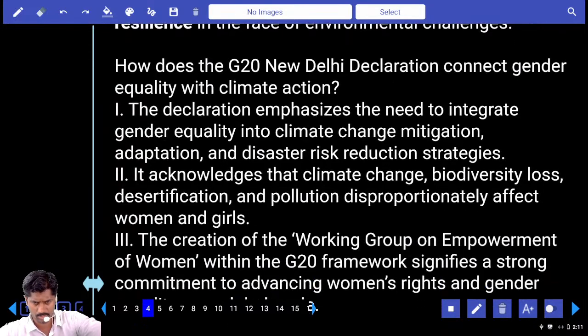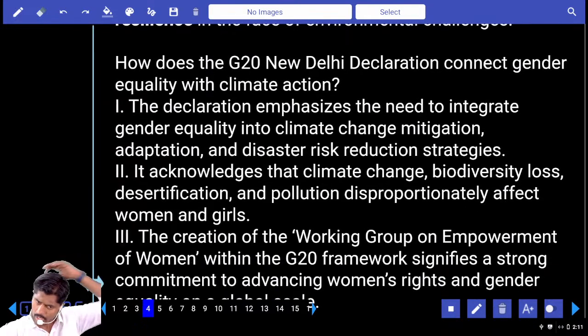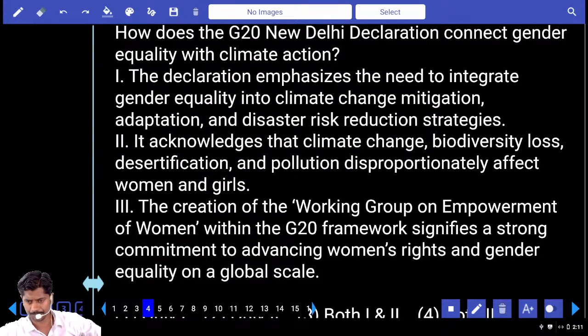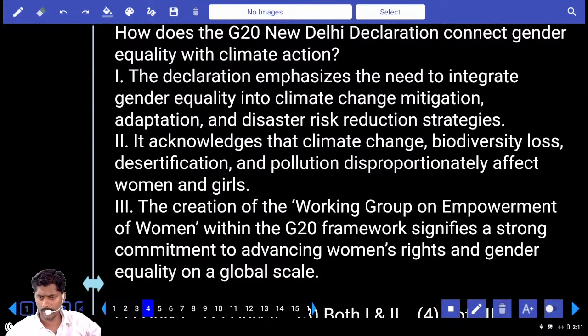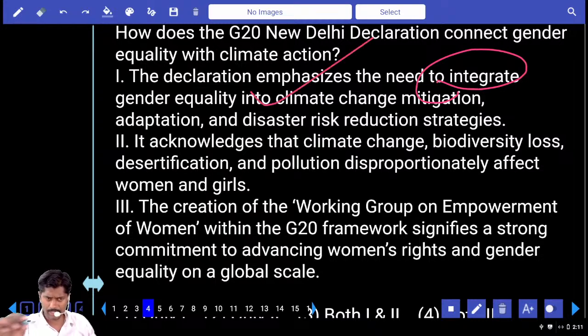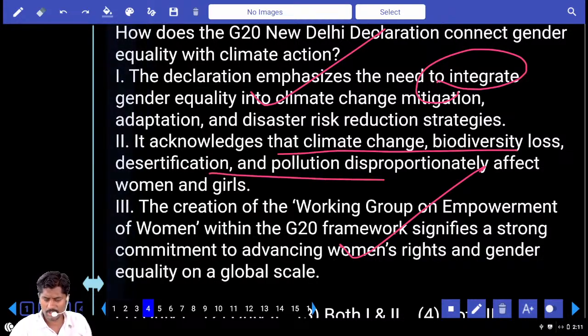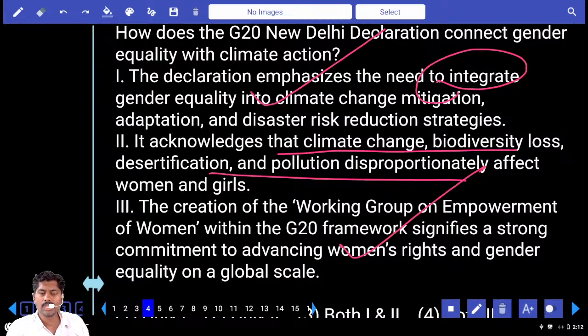How does the G20 New Delhi Declaration connect? ఆ రెండింటిని ఎలా కనెక్ట్ చేస్తుంది? ఒకటి, ఇంటిగ్రేట్ చేయడం వల్ల, by integrating we can connect. By creating a framework also we can connect. Now here nothing is mentioned related to gender gap, gender equality, gender connection. It is mentioned only that these things are affecting women and girls. Sentences given in the passage, but what is the question?